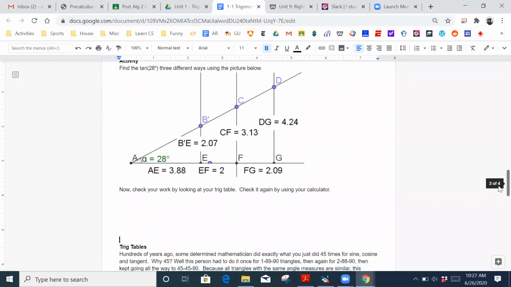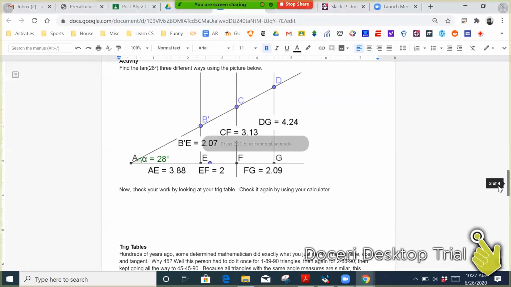So a mathematician a long time ago, a couple hundred years ago, did this experiment that we just did with 28 degrees. He or she, the mathematician that did it, understood that all triangles with the same angle measures are similar. In other words, this triangle is similar to that triangle, similar to that triangle. So the ratio of their sides are all going to be equal.